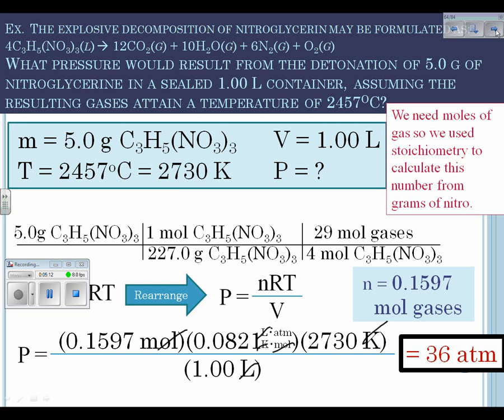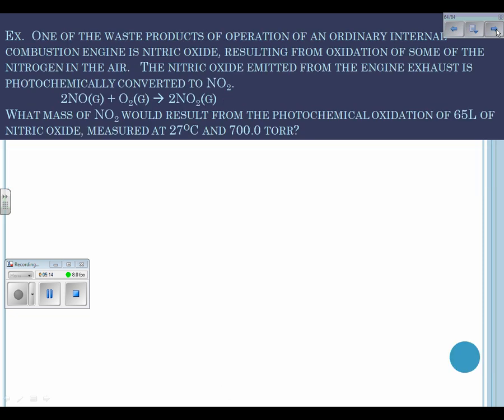All right, let's go to the next one. Now, one of the waste products of operation of an ordinary internal combustion engine is nitric oxide. Now, resulting from oxidation of some of the nitrogen that's in the air, the nitric oxide emitted from the engine exhaust is photochemically converted into nitrogen dioxide.